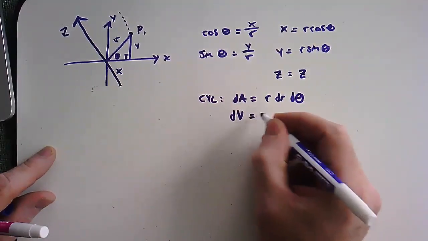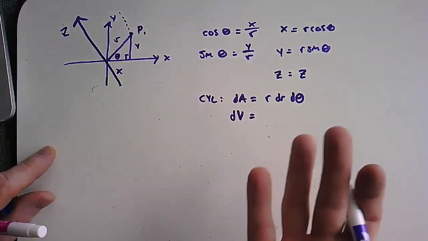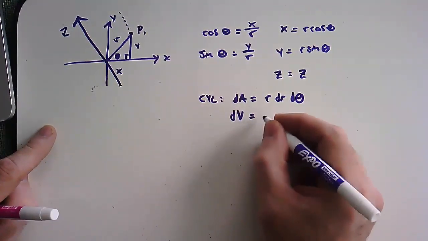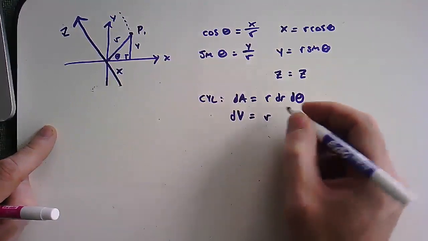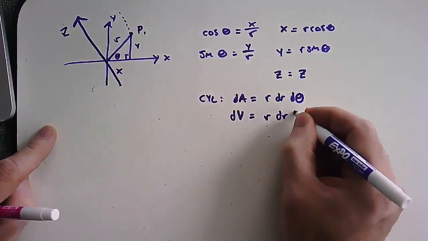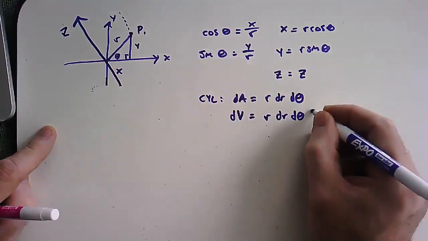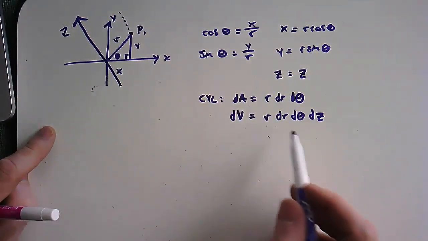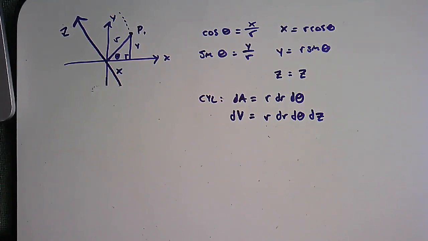And dV in cylindrical coordinates, we're adding that differential dz coming out of the whiteboard here. And so our volume differential is r dr d theta dz. So we want to make sure that we introduce that when we change variables here.